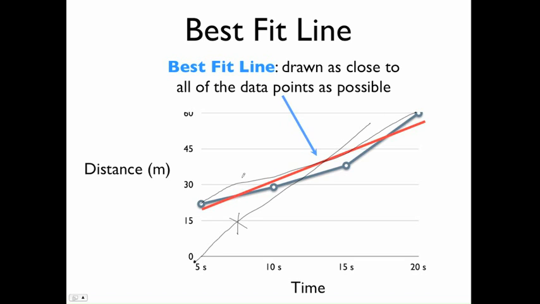I see that a lot. They touch the first and the last. No, it's as close to all of the data points as possible. You can see that this one is not touching any data points, but it's as close as possible to all the data points, and that's a best fit line. Okay, that's really key. Don't make any of those normal mistakes because it drives me crazy.